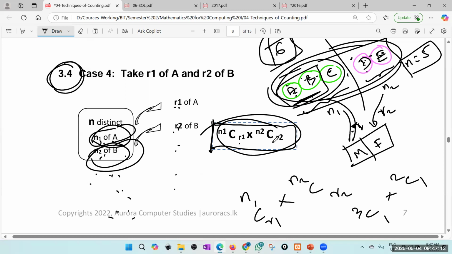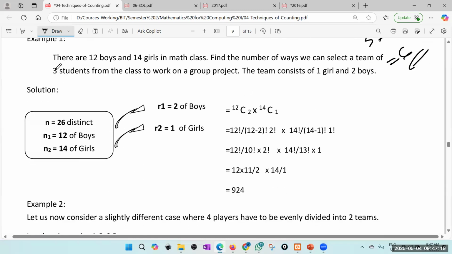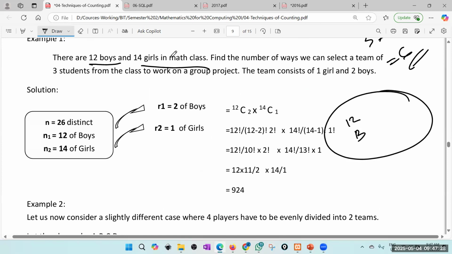Okay. So then you can go for this kind of a thing. Okay. Right. So this is an example. There are 12 boys and 14 girls in a math class. So that means you have 12 boys and 14 girls. Of course, these guys are unique. So therefore, these are 26 different humans. But there's a commonality. 12 of them are boys, 14 of them are girls.